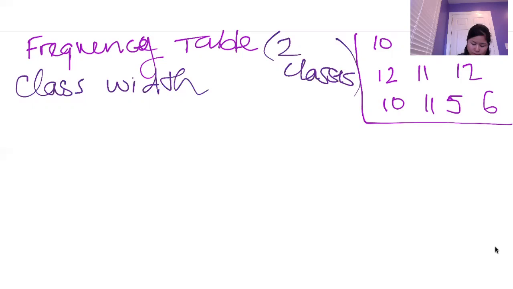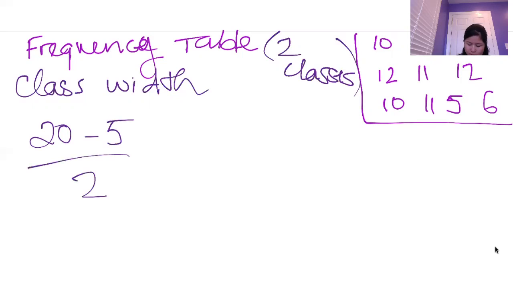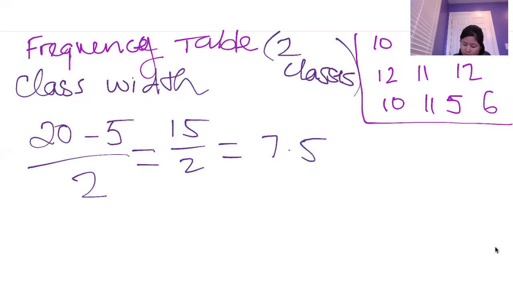So to find the class width, I'm looking for the highest value, which is 20, take away the lowest value in this data set, which is 5, and divide by 2. So this is 15 divided by 2, which is 7.5. So I can round it to 8. This would be my class width.